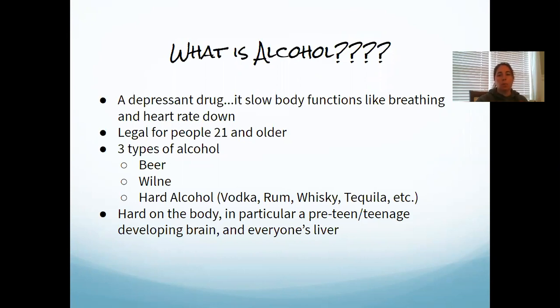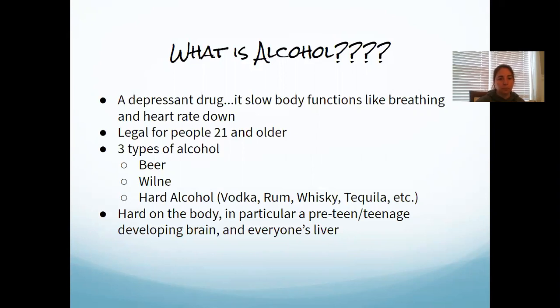Okay, it is what we consider a depressant drug, meaning that it slows everything down. So as people drink alcohol, it slows everything down. It slows their breathing rate down. It slows their heart rate down. And it is possible to slow it down so much that a person can die from it. And that's called alcohol poisoning, kind of like an overdose.